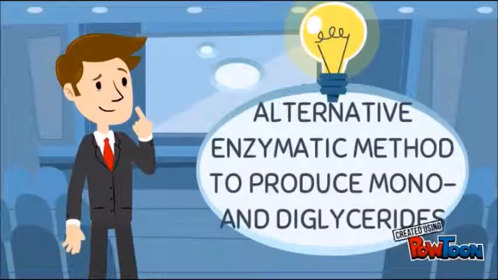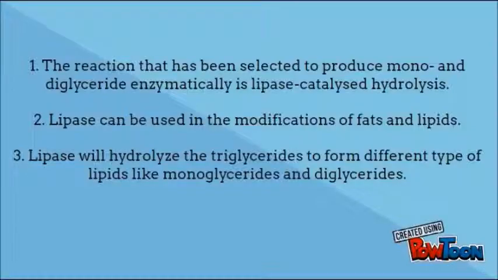Alternative enzymatic method to produce mono and diglyceride. The reaction that has been selected to produce mono and diglyceride enzymatically is lipase-catalyzed hydrolysis. There are a variety of substances that can be synthesized in lipase-catalyzed reaction. It is found that lipase can be used in the modification of fats and lipids. In this case, the lipase will hydrolyze the triglyceride to form different types of lipids like monoglyceride and diglyceride.